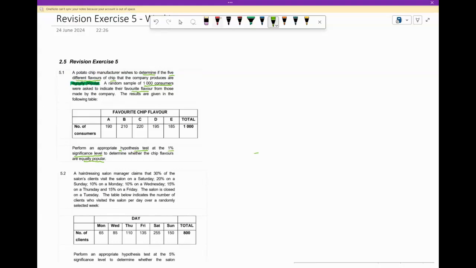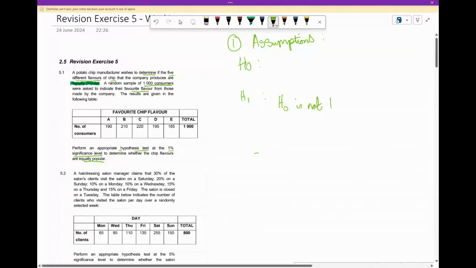All right, so immediately we go again. We said step number 1, assumptions. So we have H0 and H1 as usual. What are we going to have as H1? H0 is not true. Well, for H1, yes. H0 is not true. It's the opposite. And there you get your mark.